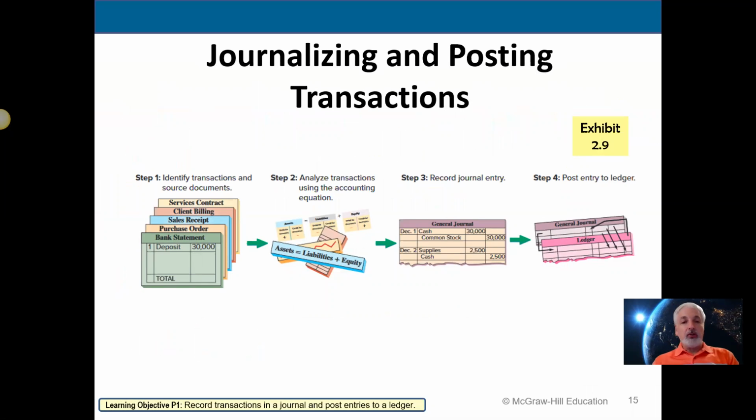Journalizing and posting. So journal entry, we have source documents, analyze, where does this go? Then we look at journal entries, chronological listing. Everything that's going on goes with a debit and a credit, sometimes 2 or 3 debits and 1 or 2 credits, or vice versa. But at least one debit, at least one credit, and they better be equal. Cash debit, common stock credit for $30,000. Supplies debit, cash credit, $2,500.